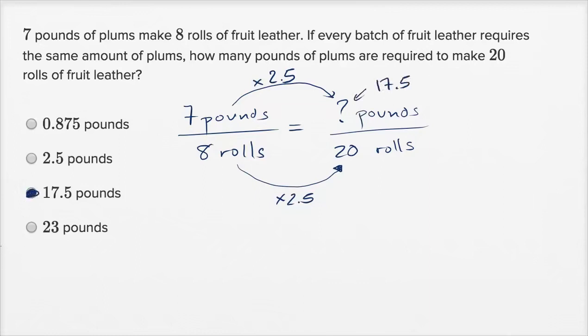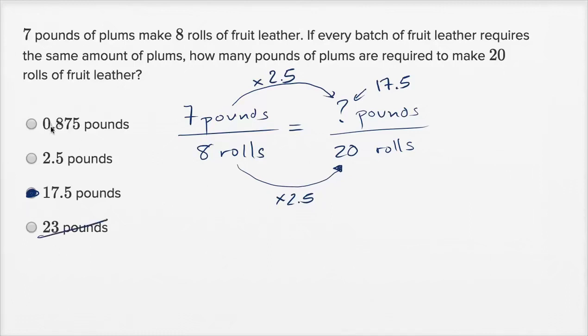And actually, even looking at the choices, you might have been able to get here even without doing this, not too intensive mathematics, because you could say, okay, look, the pounds are kind of close to the amount of leather, but they're less than it. So we wouldn't want 23 pounds of plums if we make 20 rolls of fruit leather. This is more than 20.